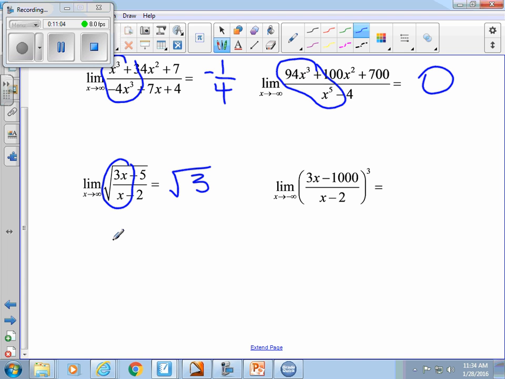Okay, let's look at the next one. X is approaching negative infinity. Which case is this falling into? Ratio. Powers are the same, right? So we've got a ratio. Is the answer 3? No. Why not? It's negative. Neither one.